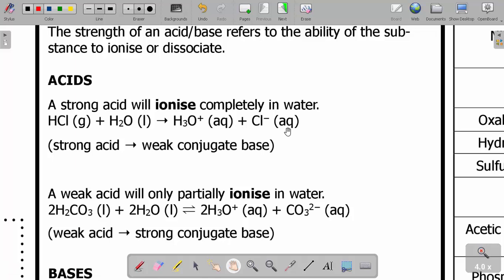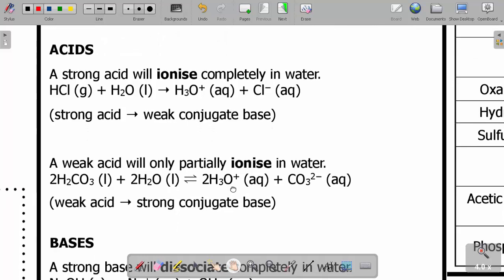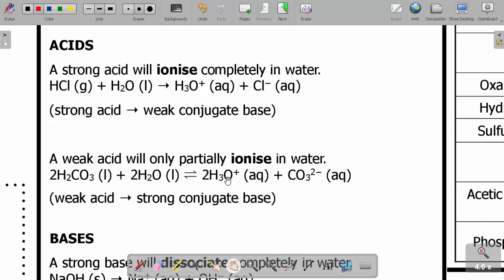Hope we are together. Don't forget this arrow is a full arrow, and it is only in one direction. However, a weak acid will only partially ionize in water. Take an example of carbonic acid. In water to ionize, it gives us hydronium ion plus the carbonate. Now, the weak acid forms a strong conjugate base. So that carbonate, aqueous, can combine again with this hydronium ion to form back the reactants.